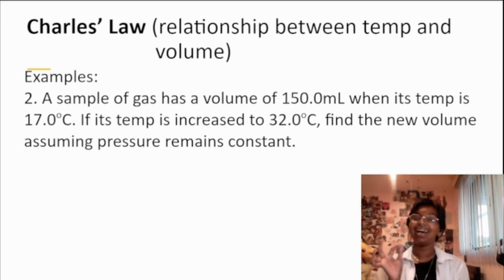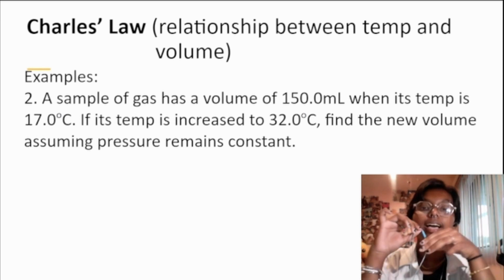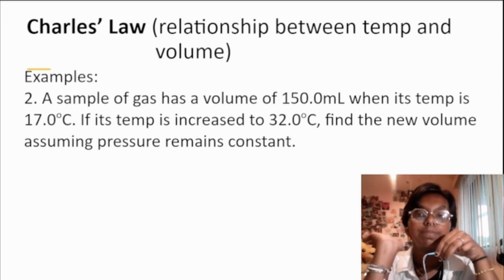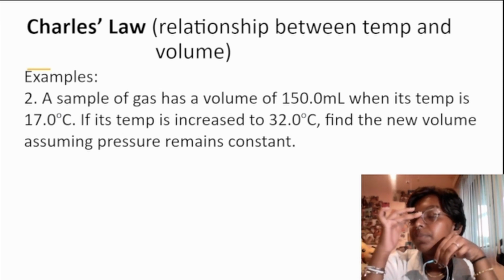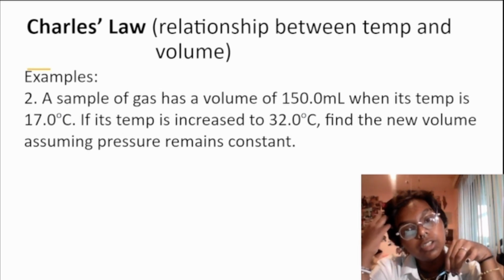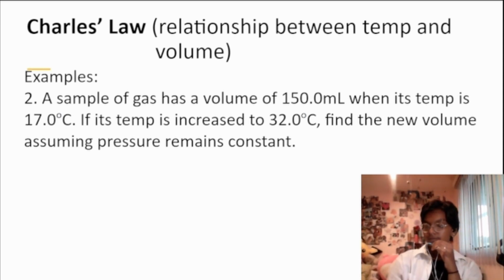Whatever. Number 2. A sample of gas has a volume of 150 milliliters when its temperature is 17 degrees Celsius. If its temp is increased to 32 degrees Celsius, find the new volume assuming pressure remains constant. So you guys have fun with that.